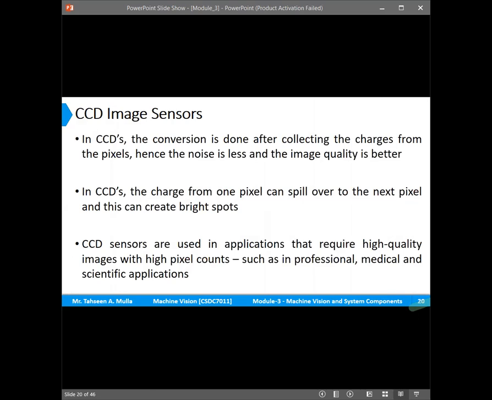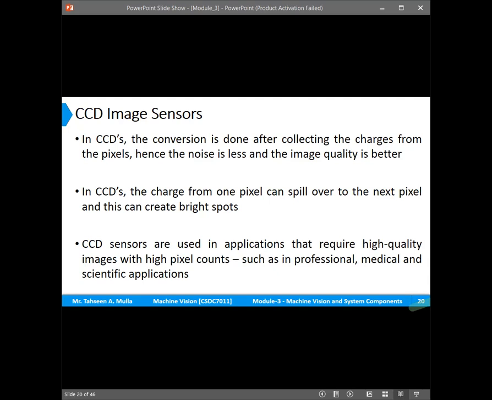In CCD, the conversion is done after collecting the electrical charges from the pixels, so that noise will be less here. As the noise will be less, the image quality will be better, right? Again, from CCD, this can be a part of your comparison between CCD and CMOS.